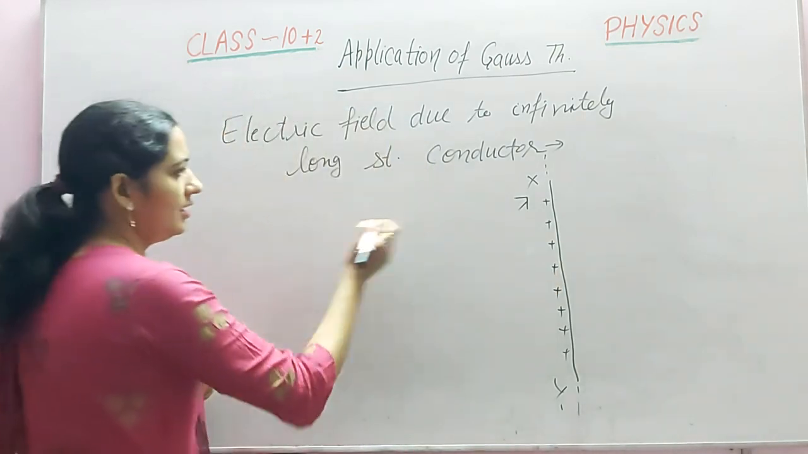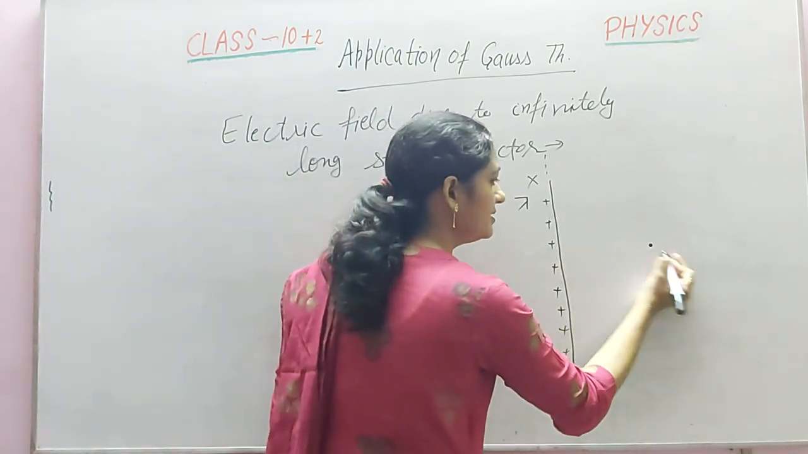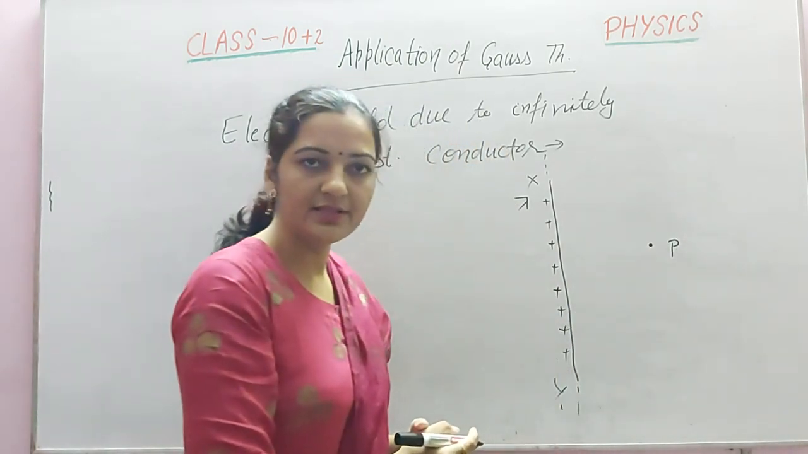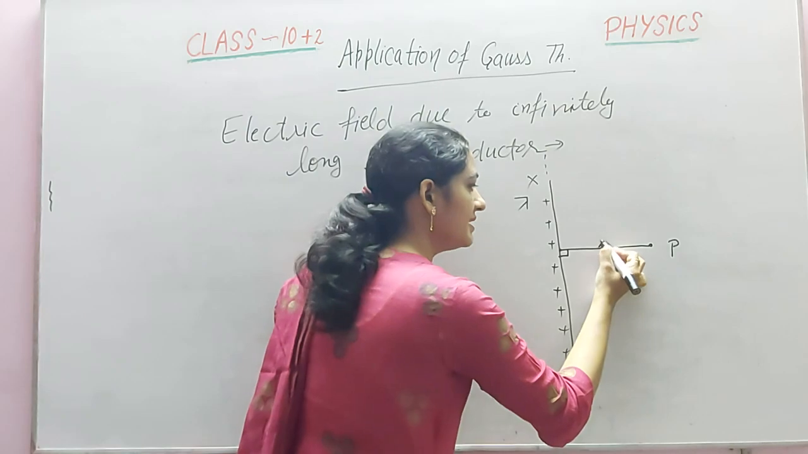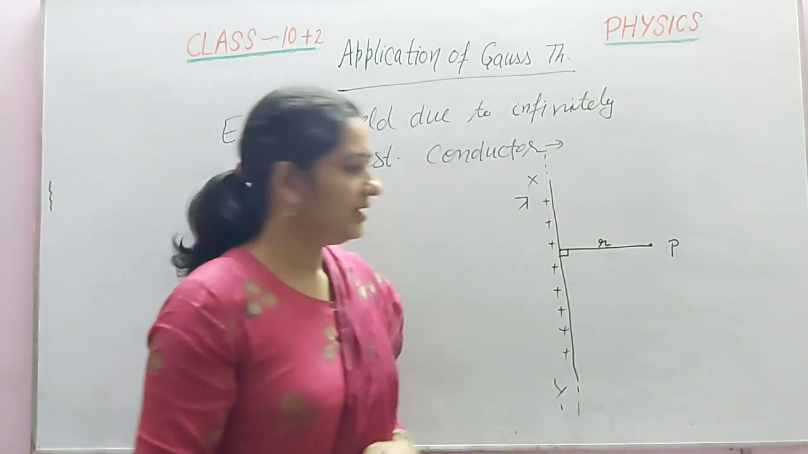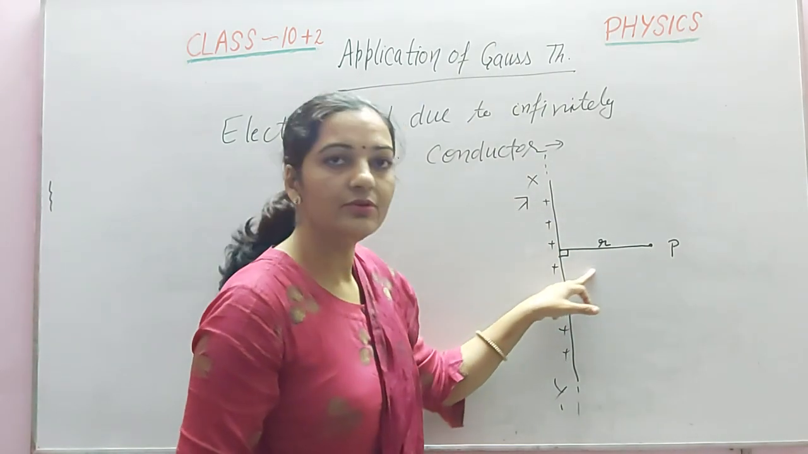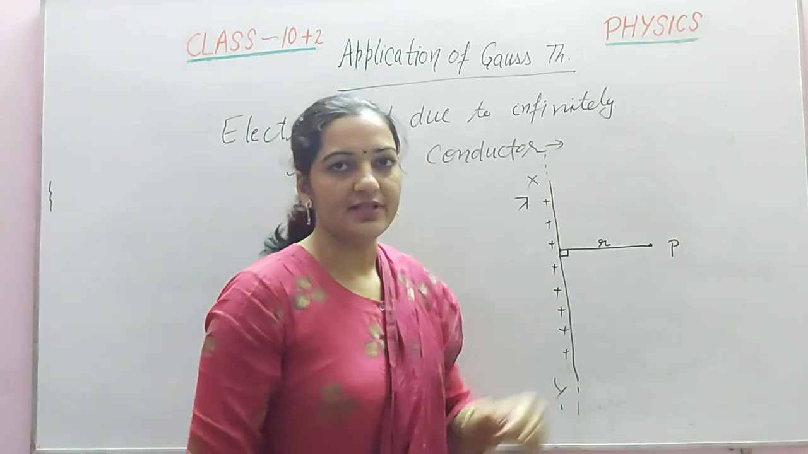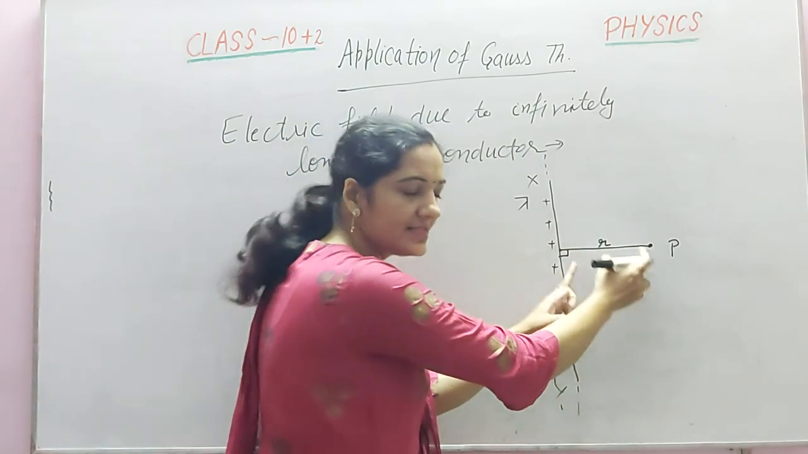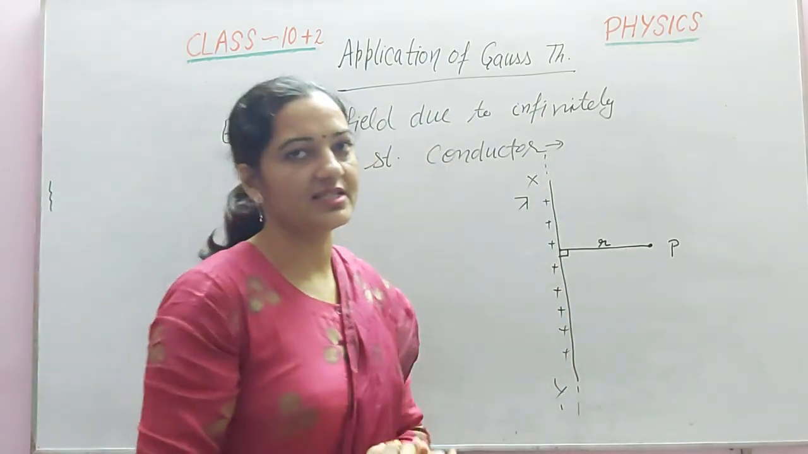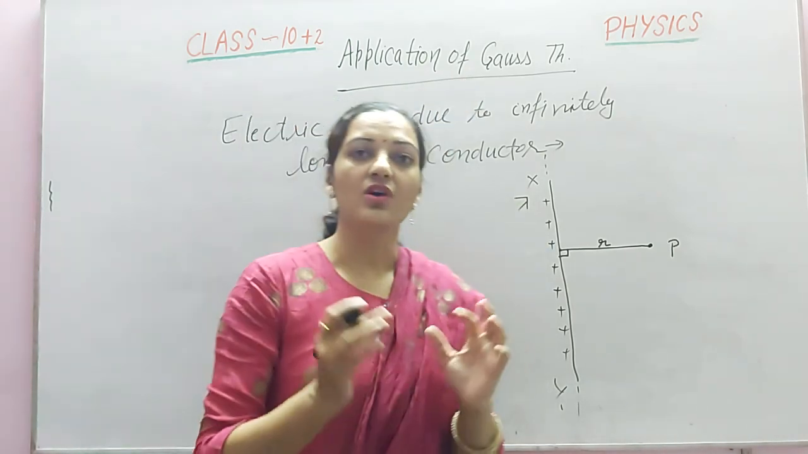So we want to apply Gauss theorem here. Let P be the observation point, whose perpendicular distance from this conductor is given as r. You can't take r from here; we will have to talk about perpendicular distance. Clear? So this is the observation point, this is the perpendicular distance from the straight conductor, and lambda is the linear charge density. Now what do we require to apply Gauss theorem? That is a Gaussian surface.